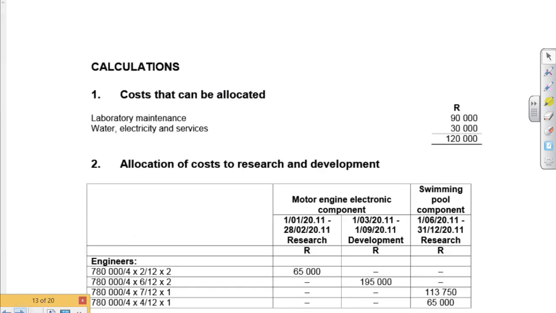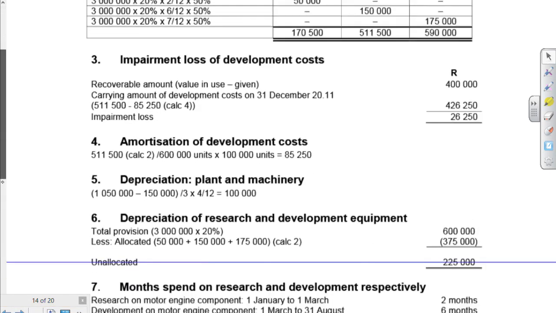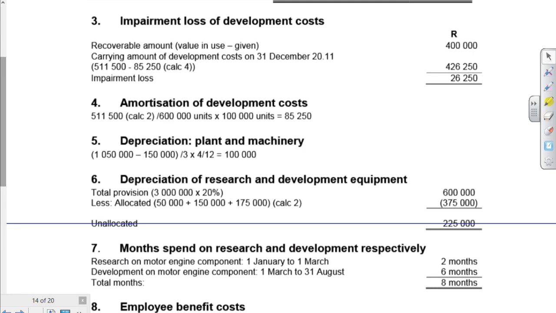Let's have a look quickly at Calc 5. Here's depreciation. The total depreciation was 3 million at 20%, 600,000. Allocated was the 50, the 150, the 175. So the rest is what lands up in P&L and lands up in the depreciation line.